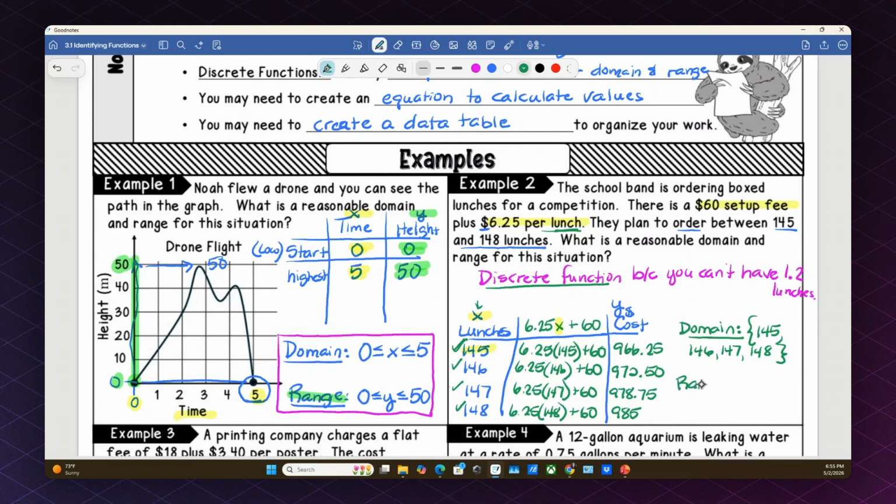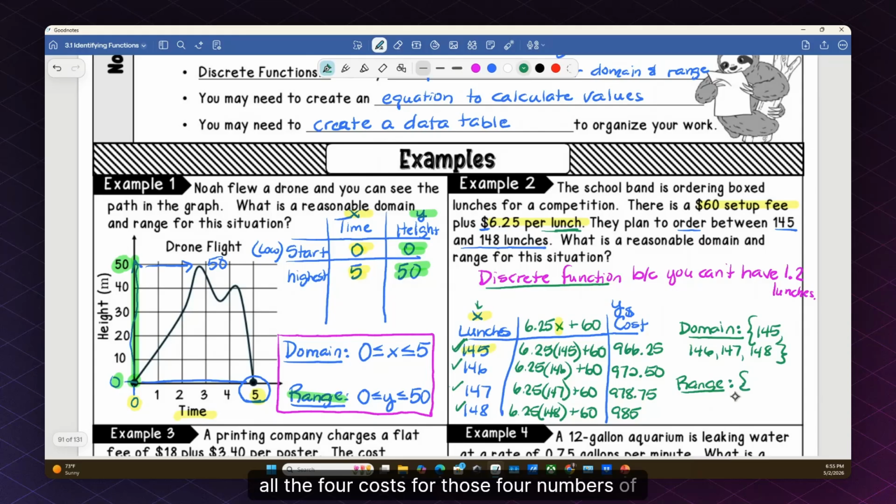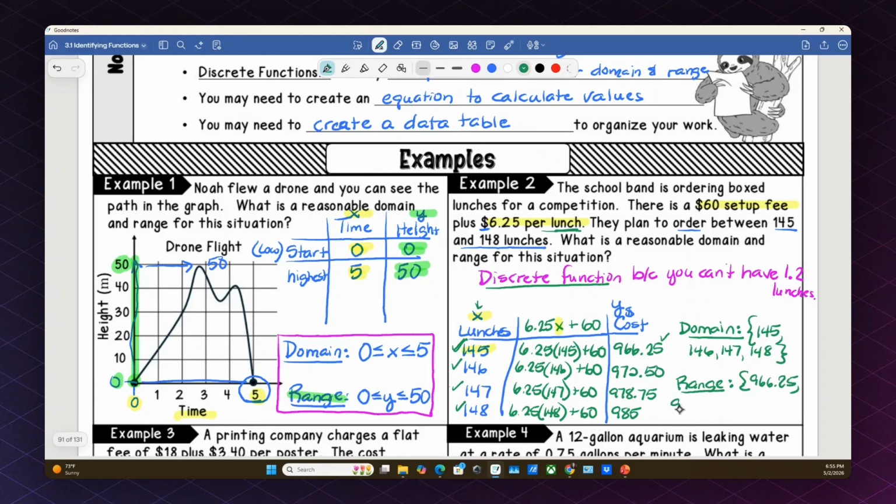My range is going to be all the four costs for those four numbers of lunches. So I've got $966.25. I have $972.50.